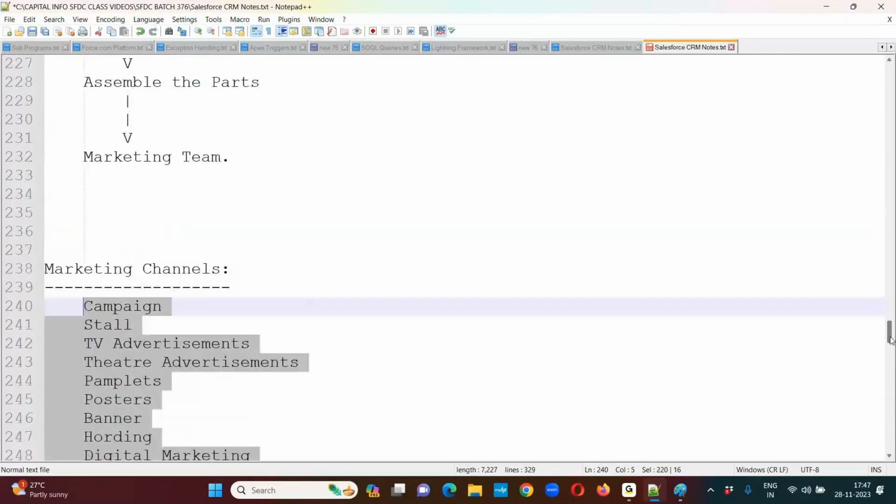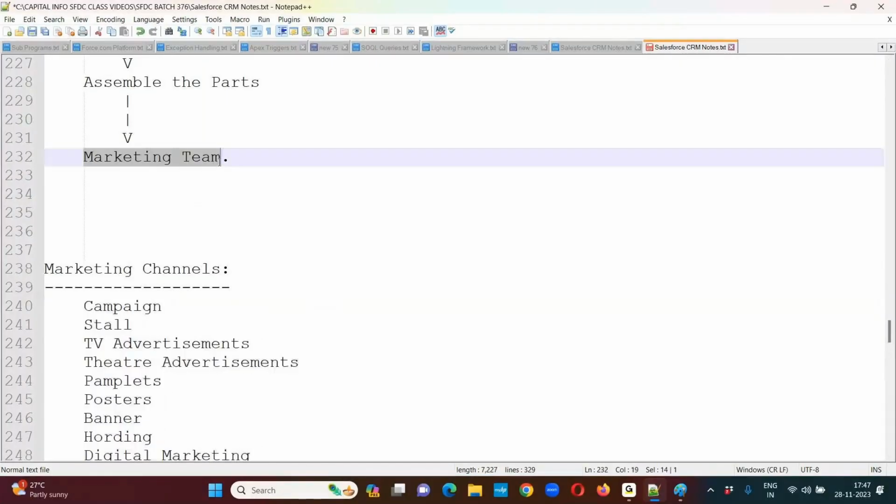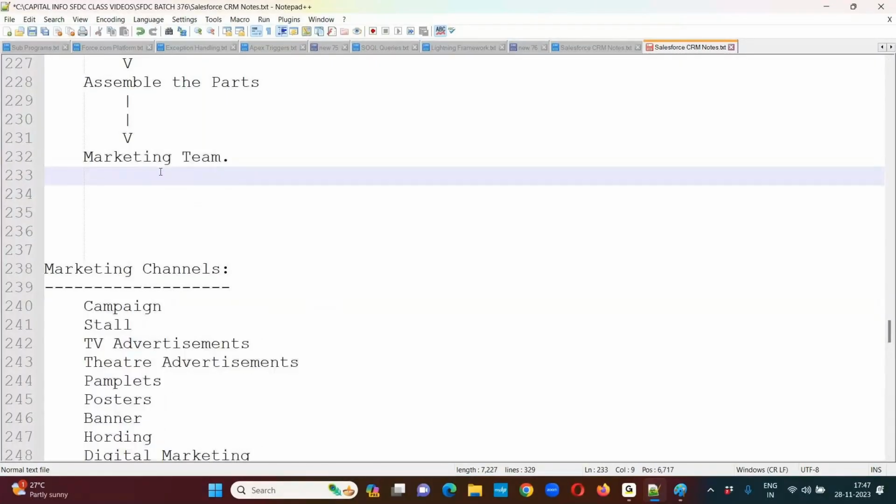So as part of this Dell organization, the marketing team is using the various marketing channels in order to promote the products. Basically, marketing is not only used in our organizations, and not only used to promote the products. We use marketing in our human life cycle also, in so many places.